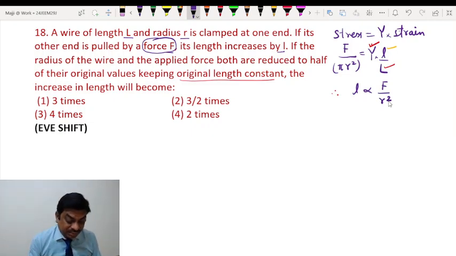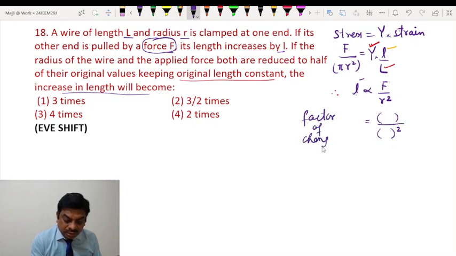Okay, next step. Now we have to find the factor of change. The increase in length will be the factor of change for L that we have to find. So the factor of change for L will be equal to the factor of change of F upon the factor of change of r square. Okay, students, see the technique. Factor of change for L.